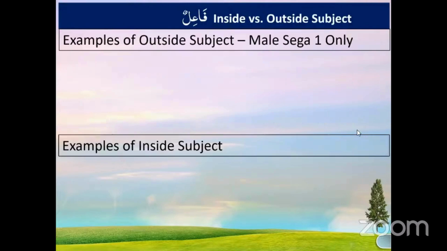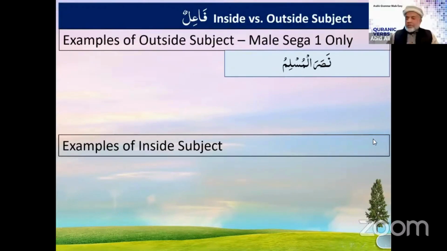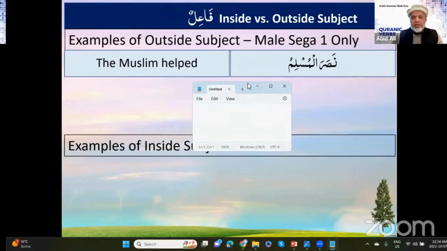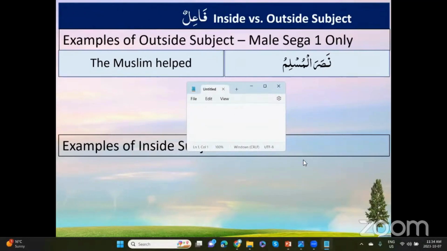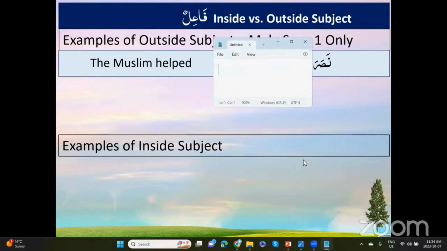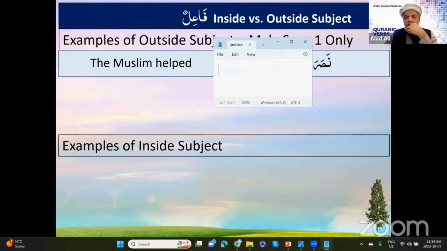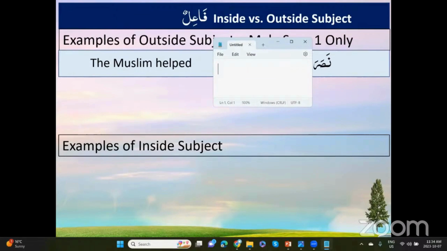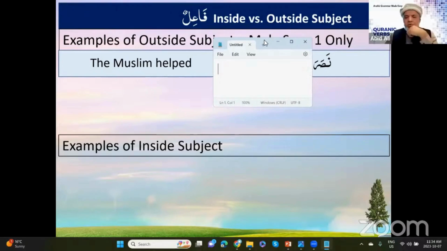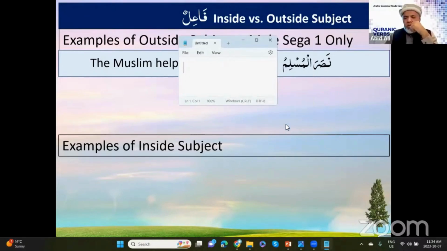Okay, let's take a look. What is this? Nasara al-Muslim. Can somebody tell me what is Nasara? He helped. So is there an inside fa'il here? Yes, Huwa. Now if I say Nasara al-Muslimu, is Nasara singular?